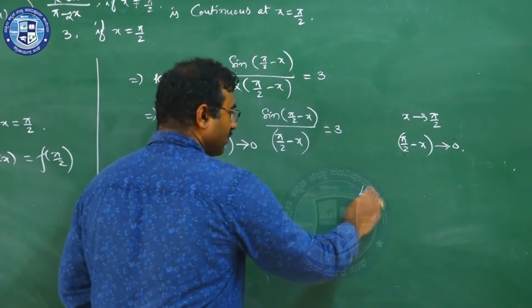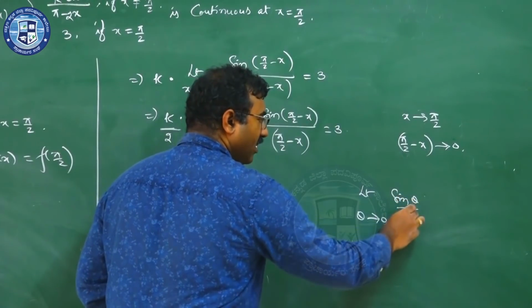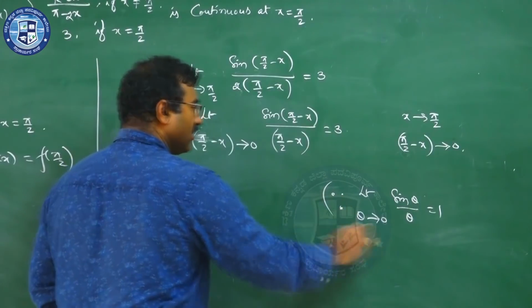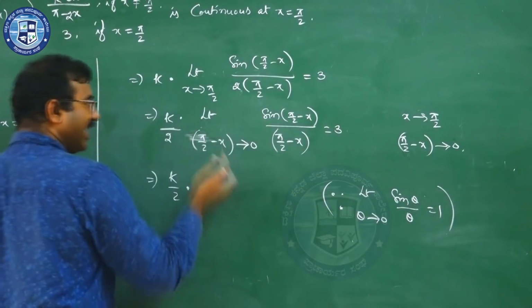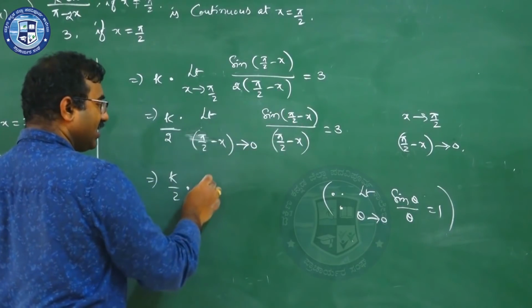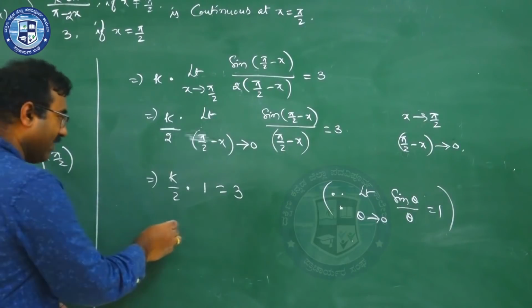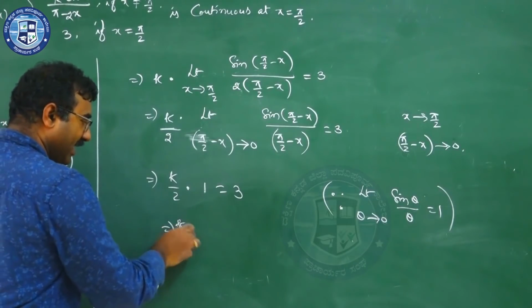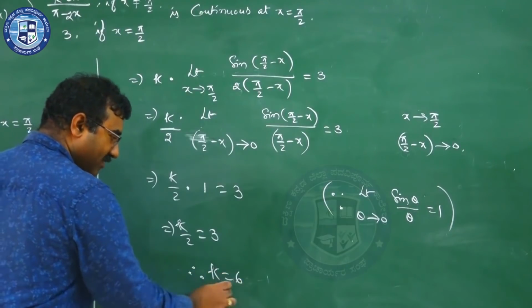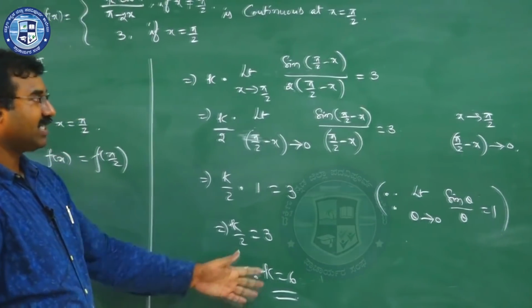Limit theta tends to 0 of sin theta by theta, the value is 1. Because of this, this entire limit value becomes 1, equal to 3. Therefore, k by 2 is equal to 3, which implies k is equal to 6. This is the value of k. The k value is 6, we got it.